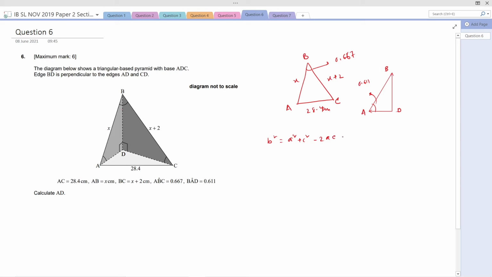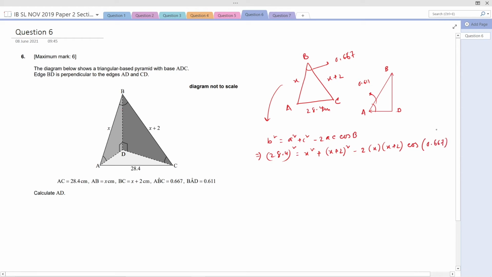So here B, the value of B is 28.4. I am using this formula for this picture. So 28.4 whole square equals A square, that is x square, plus C square, that is (x plus 2) whole square, minus 2 into x into (x plus 2) into cos B, the value is 0.667. Keep in mind this is in rad. So whenever you are doing calculation in the calculator, put the value in rad.